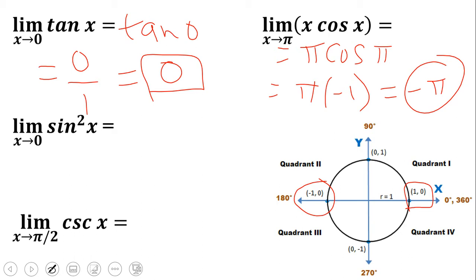So again, don't be scared by the trig. All you're going to try to do at first is simply use direct substitution. And again, sometimes you're going to get lucky.